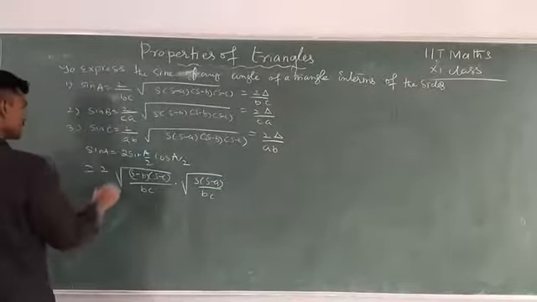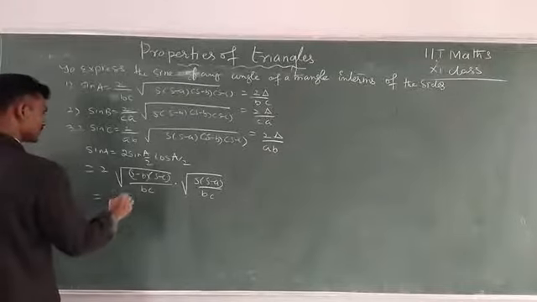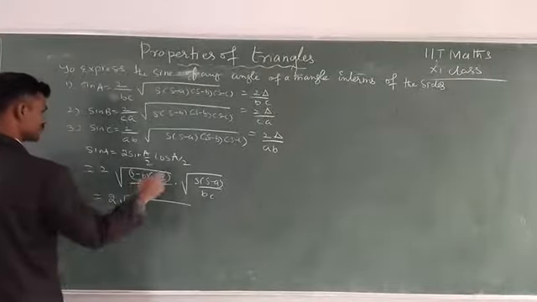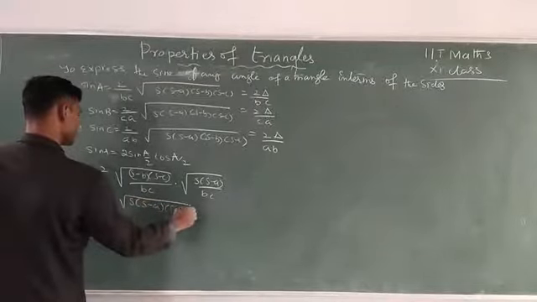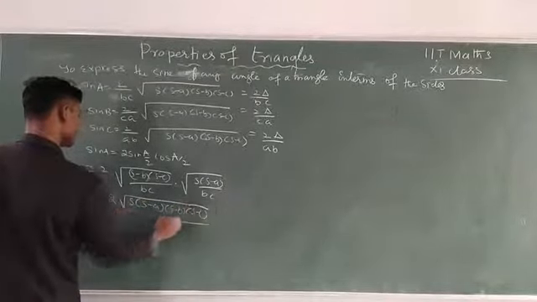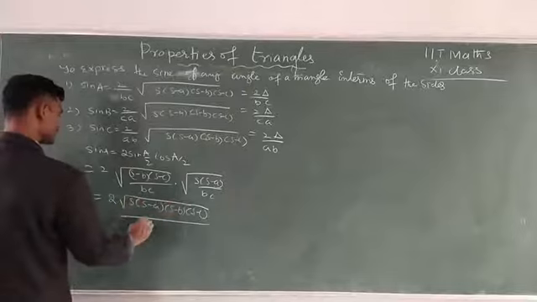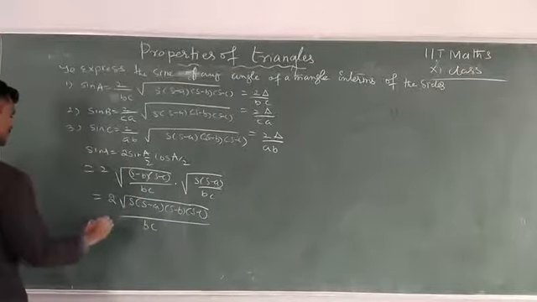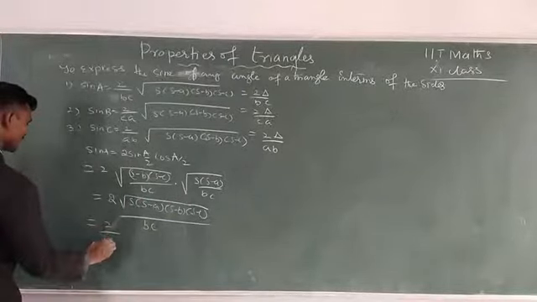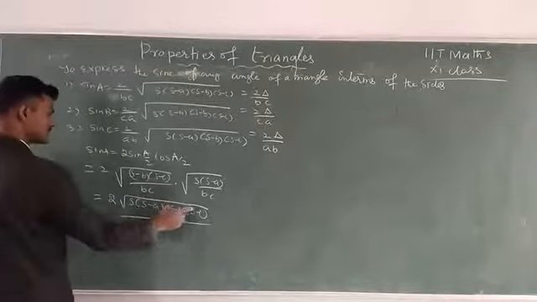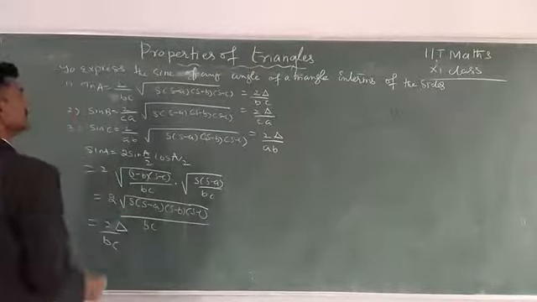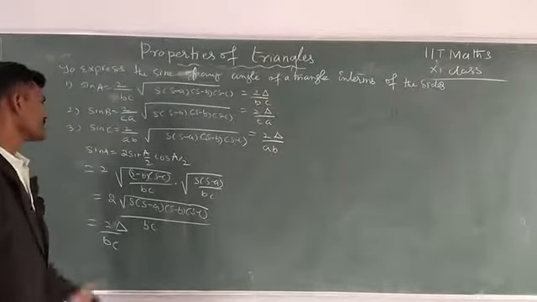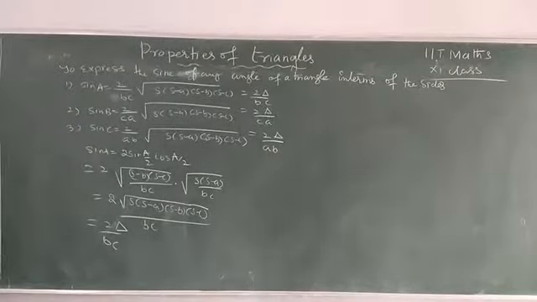Now you can write here, this is 2 times the square root, then you can write s into s minus a into s minus b into s minus c, by b into b square, which means bc. Then this is rewritten as 2 by bc into, actually this is the area of the triangle, you can write delta, 2 delta by bc. Okay, similarly the remaining also the same, you can write here.